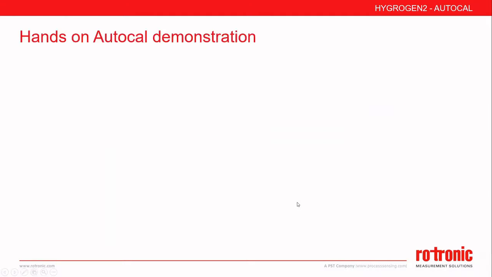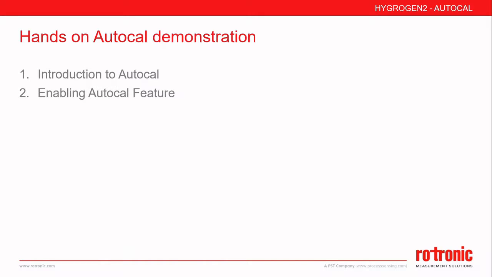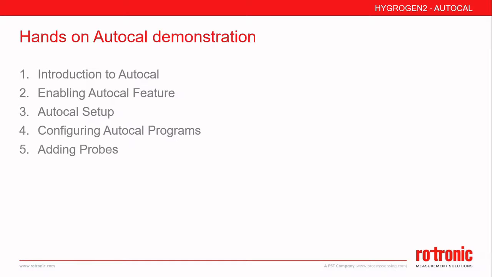In the following slides, we will take a brief look at some of the Autocal functions and features and provide some best practice guidance. We will introduce Autocal and its basic functions. We will demonstrate how to enable Autocal on your HygroGen. We will go through the basic Autocal setup. We will take an initial look at configuring Autocal programs. We will show how to add probes for use in the Autocal.